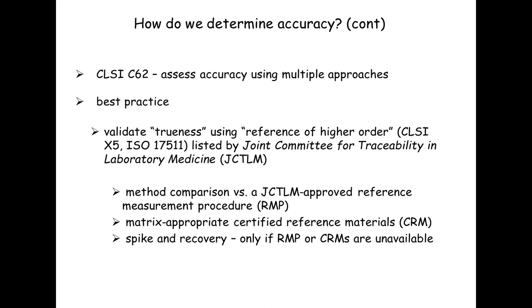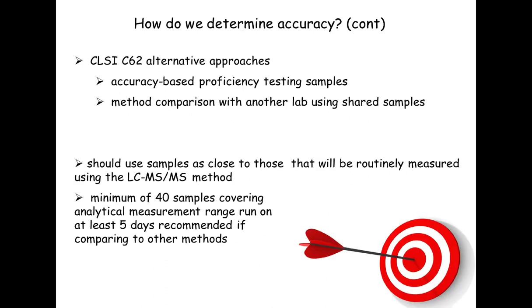A third option is to do spike and recovery studies if the reference measurement procedure or the certified reference material is not available. So one thing to note with spike and recovery studies is that it's a good idea to do it blinded. So if you're going to have somebody in your lab make the samples up, so spiking the samples, then I would have someone different in the lab run the actual samples so that you're running them in a blinded fashion so you can compare the spiked value with the measured value.